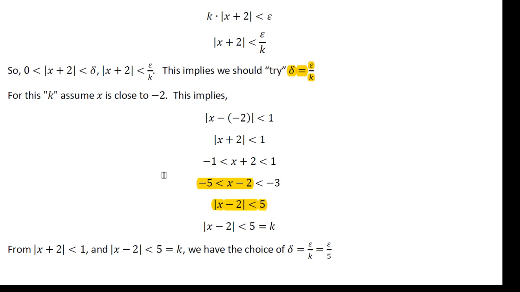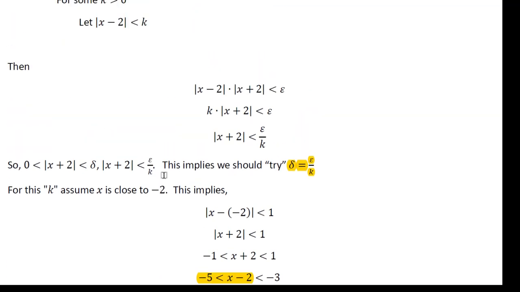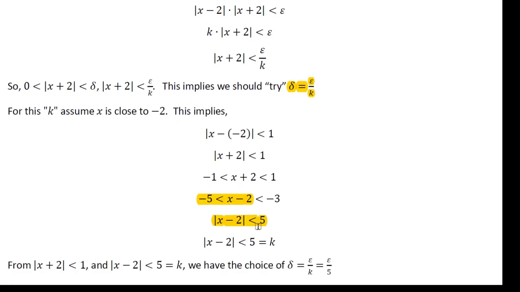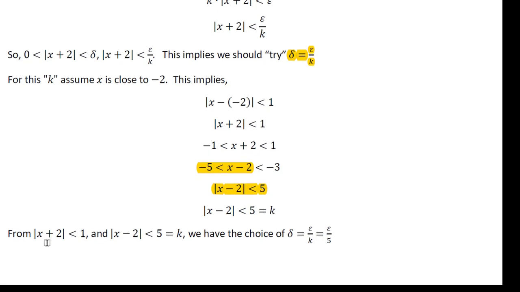Why am I making that equal to k? Well, remember, that's what I'm trying to figure out up here, is x minus 2 is less than k. Well, x minus 2 is less than 5, so I'm going to make k 5. The absolute value of x plus 2 is less than 1, and I have x minus 2 less than 5. So I'm going to make the choice of my delta to be epsilon over 5.